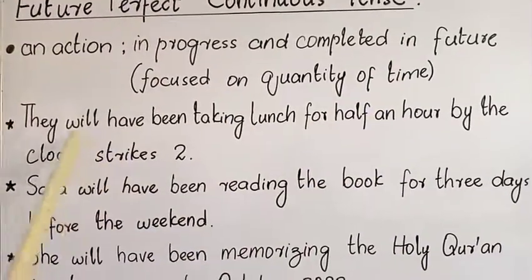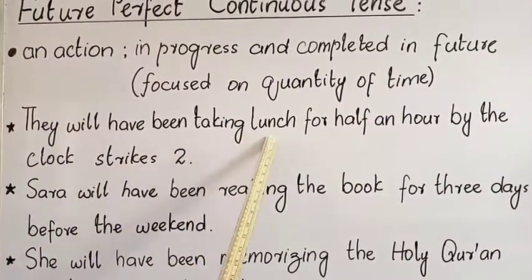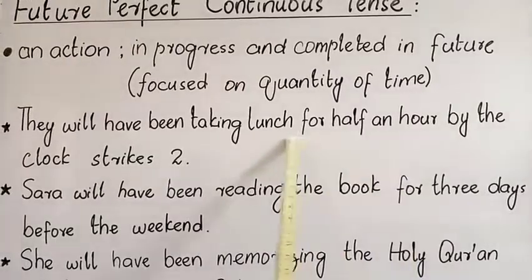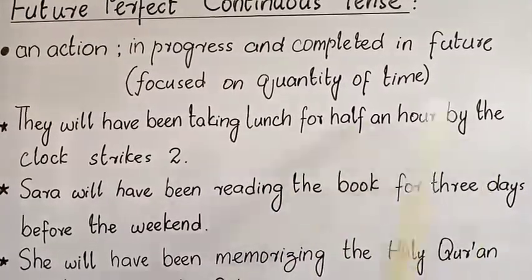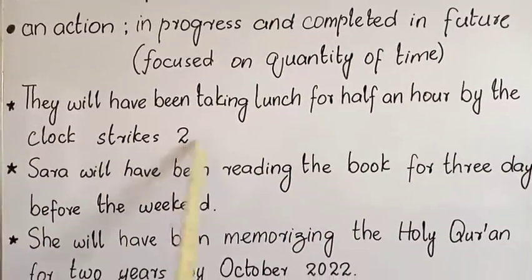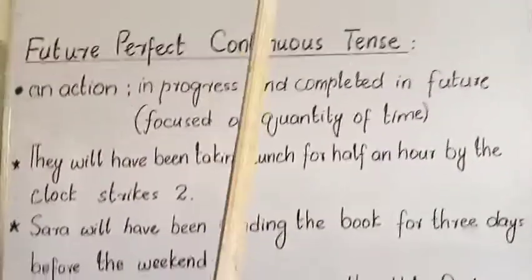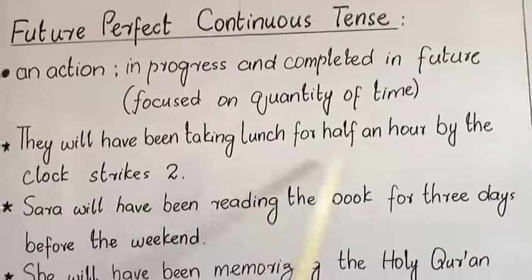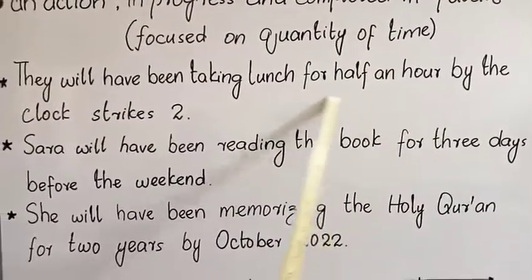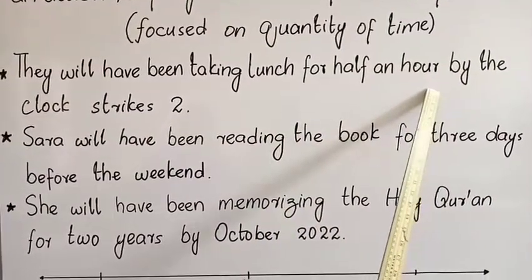So example is, they will have taken lunch for half an hour by the clock strikes 2. The example is the same as in future perfect tense. But here time, quantity of time, is important.